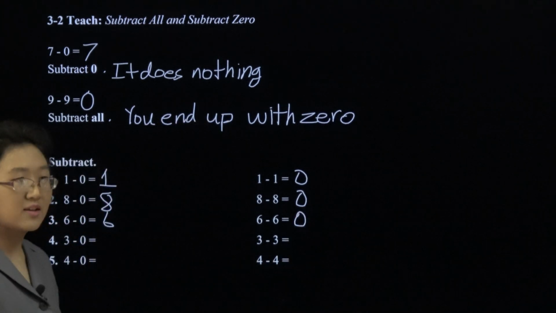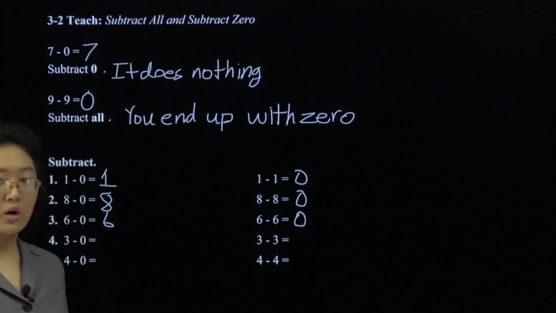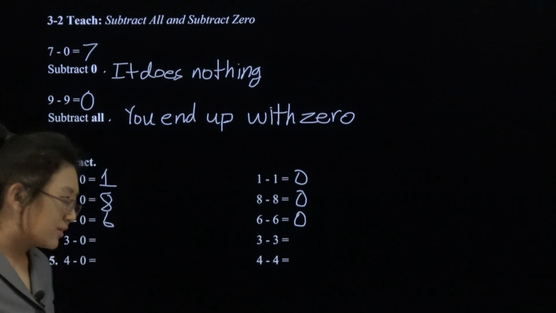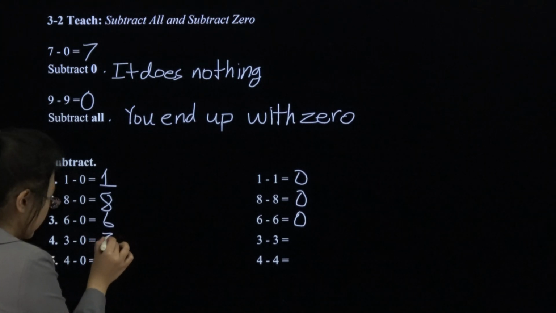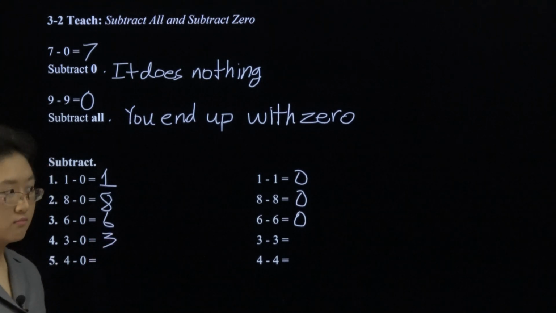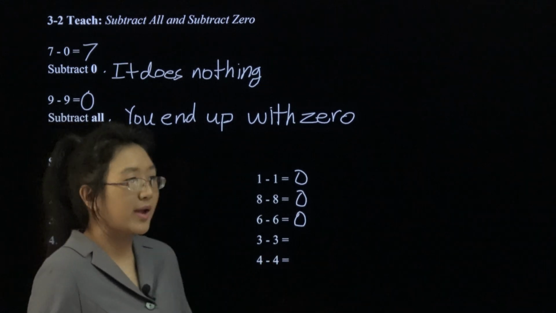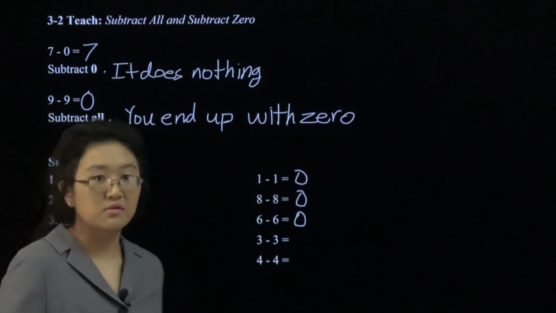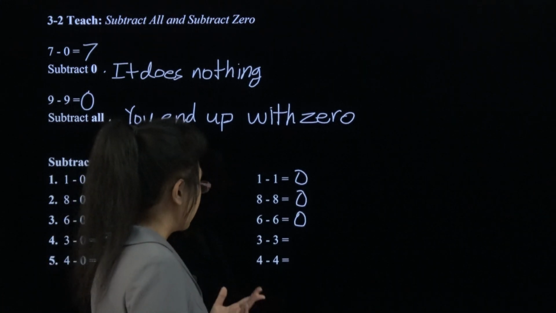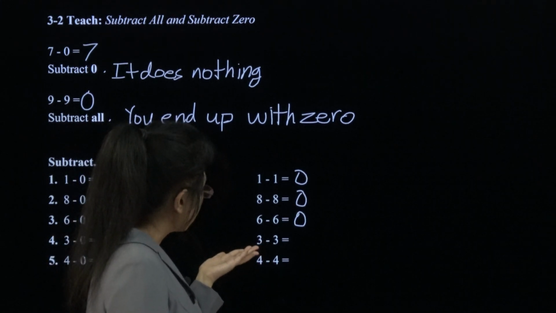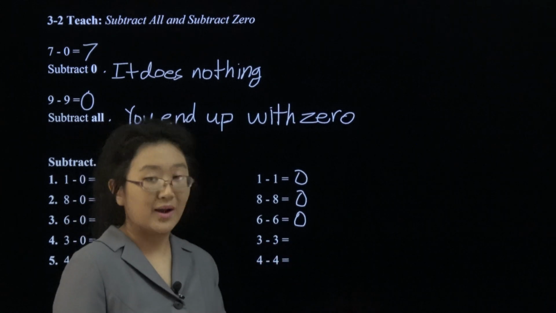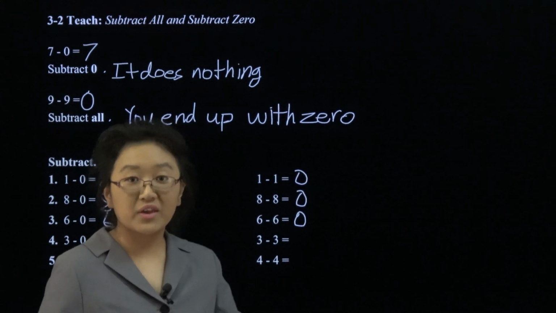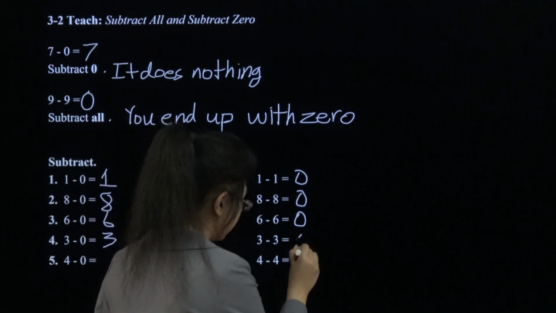Now 3 minus 0. Subtract 0 rule, you have 3 cookies, you don't do anything with them. You're still going to end up with 3 because you've taken away nothing. And, well, there's no addition, so you're going to end up with the same number. Now, 3 minus itself, 3 minus 3, you took away everything. You have nothing left. So, 0.